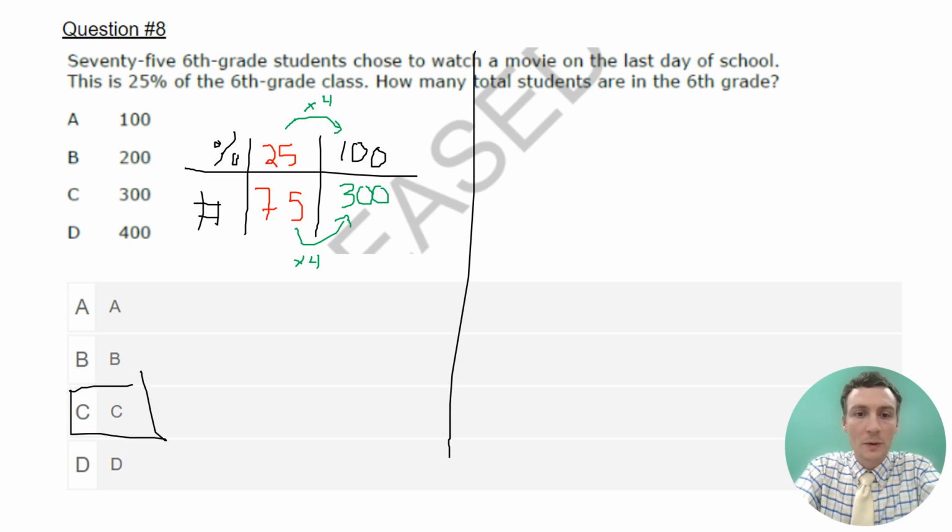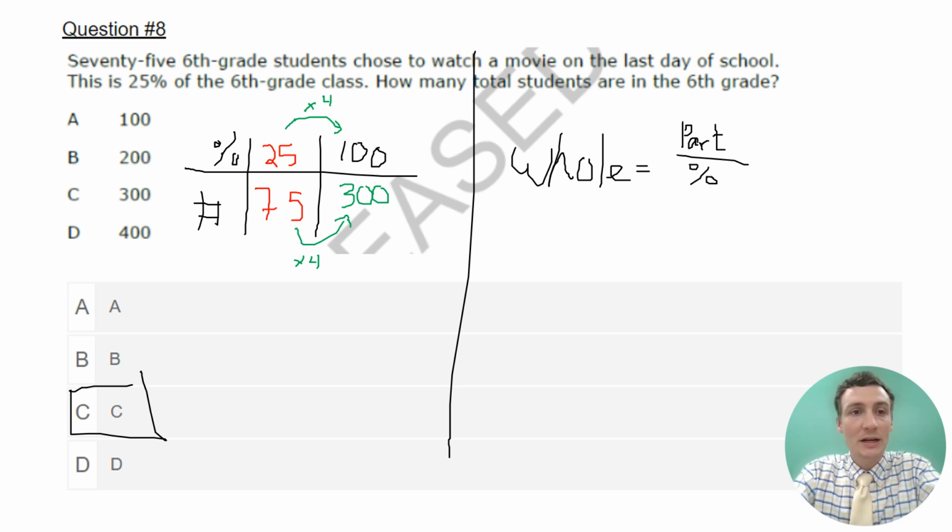Now to do it in another way, what I could do is use the formula of my whole equals my part divided by my percent. I'm gonna remember to use the percent sign this time because my hand is cramping up from using a mouse to draw. Divided by percent. Then I can plug in the same values and get the same answer, right?